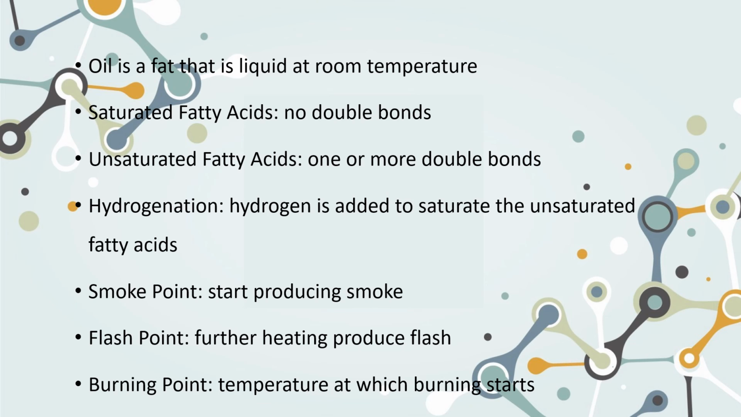The temperature at which the oil, when heated, starts producing smoke is called the smoke point. If the oil is further heated it produces a flash. This is called the flash point. And if it is further heated from the flash point then the oil starts to burn and this is called the burning point.